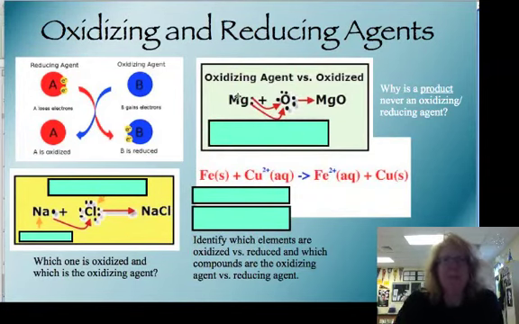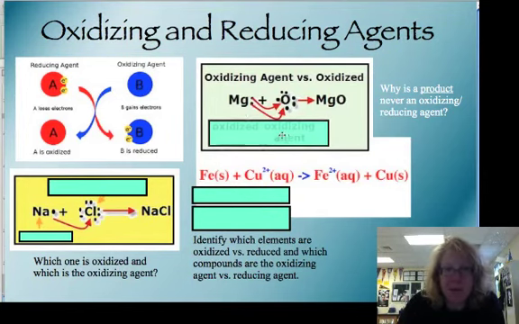Okay, so we take a look at this example right here. Magnesium plus oxygen gives us magnesium oxide. This is the one that we saw early on. Which one's which? Well, magnesium is giving electrons away. Oxygen is stealing them. Oxygen is the oxidizing agent.